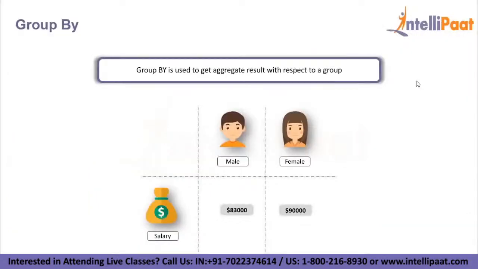The group by statement is used to get aggregate results with respect to a group. For example, let's say we wanted to find out the average salary with respect to gender. That is, the average salary of male employees separately and the average salary of female employees separately. This is where we can use group by to divide the data into 2 groups, male and female, and find out the average salary of each group separately.